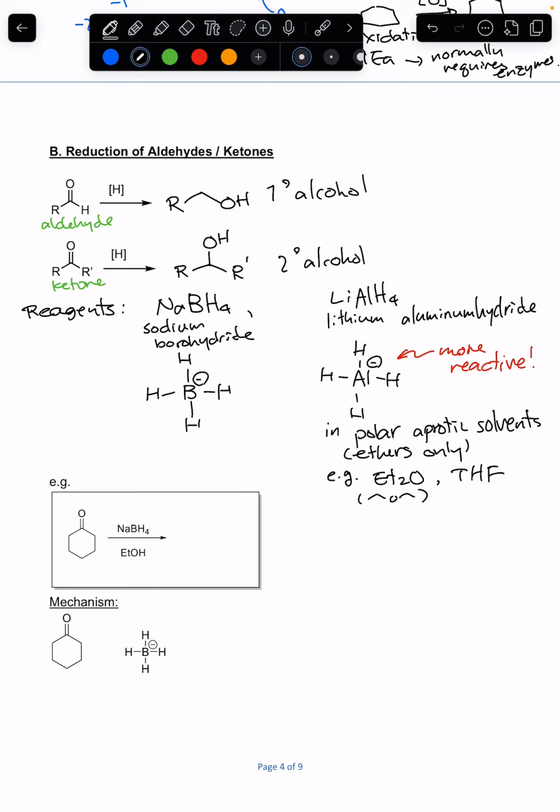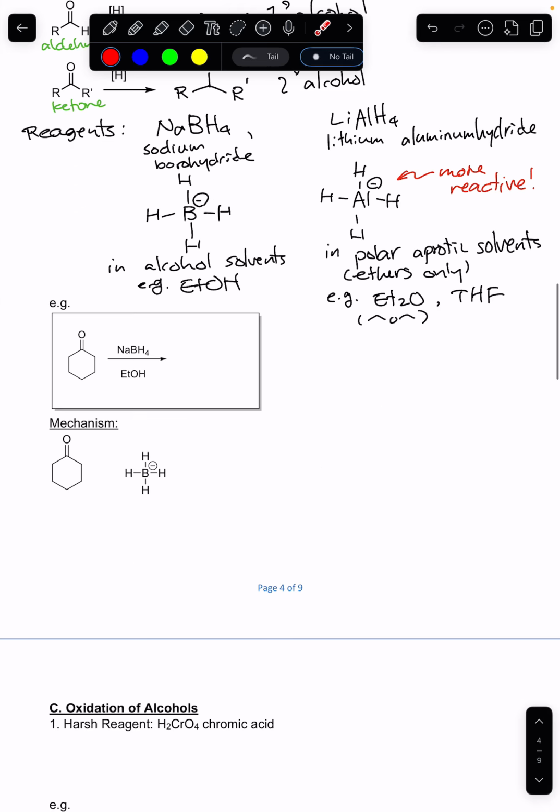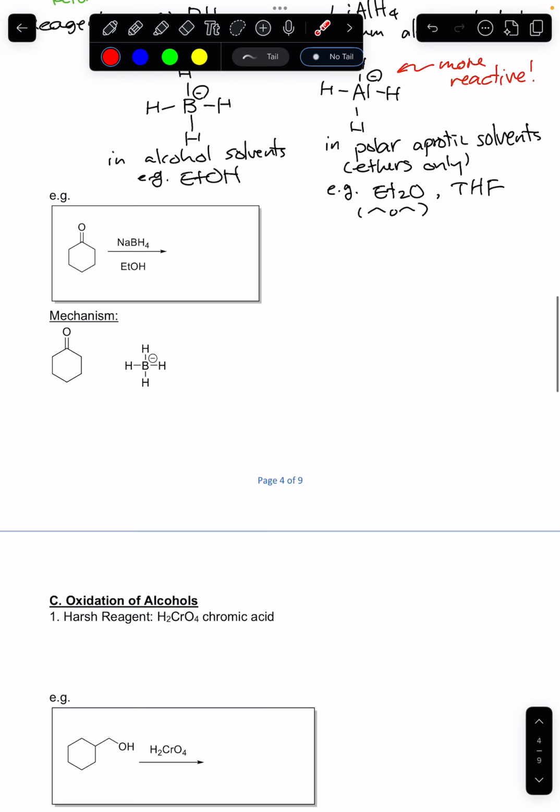The sodium borohydride, on the other hand, is not as reactive as this. It's a more sluggish reaction, but the benefit is you can use it in many different solvents, even in alcohol solvents. It won't react, even though it's protic. So you do this with EtOH, that's the abbreviation for ethanol. So that's some differences here. Here is an example of that. If you treat this ketone molecule with sodium borohydride in ethanol, you can get the corresponding alcohol.